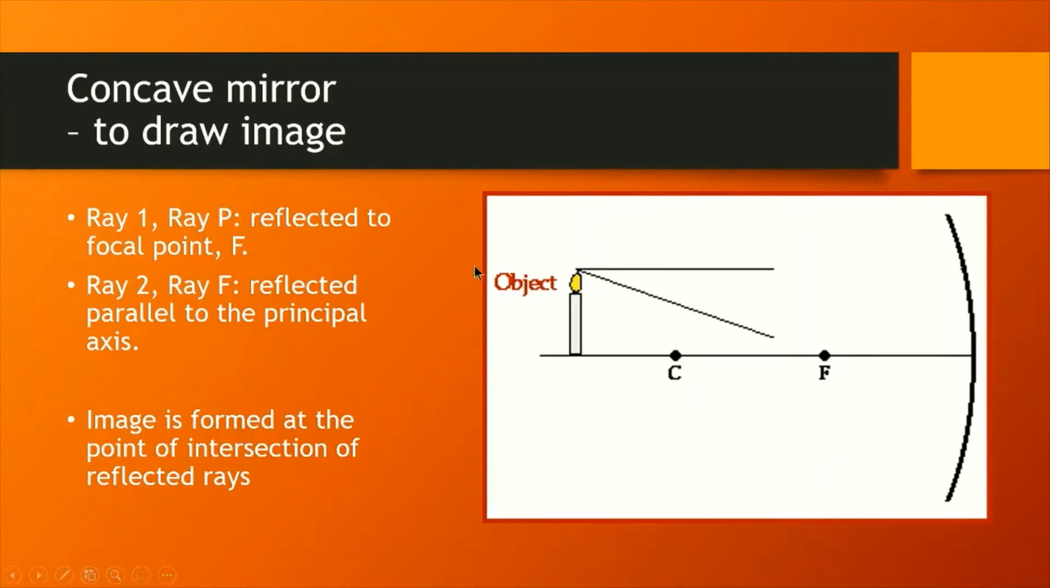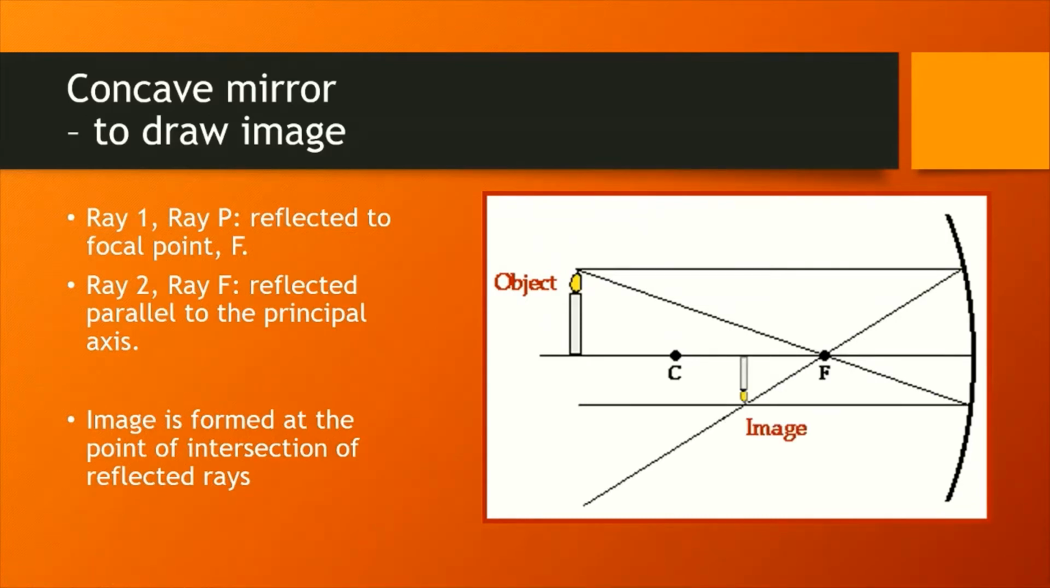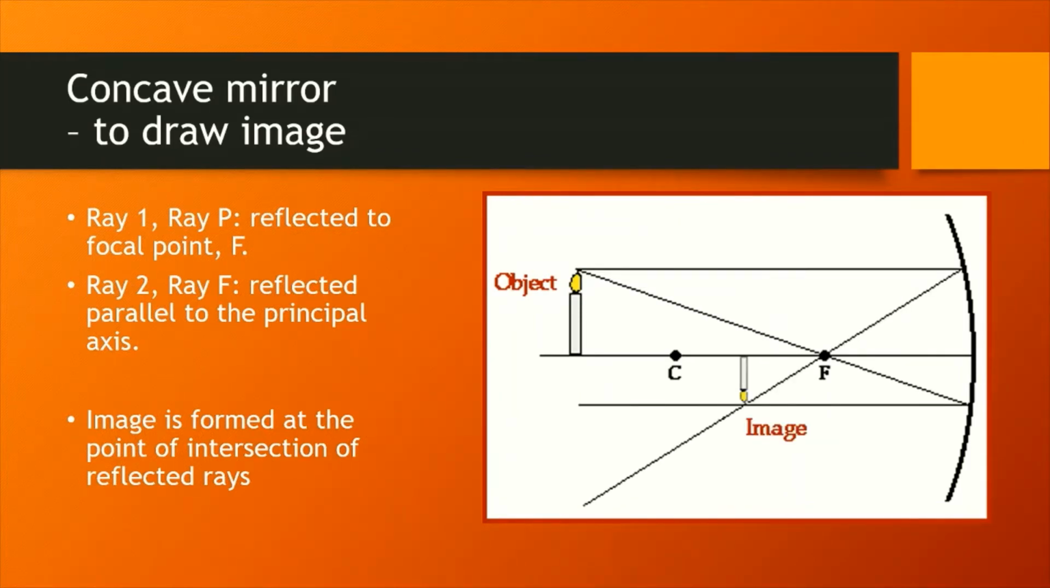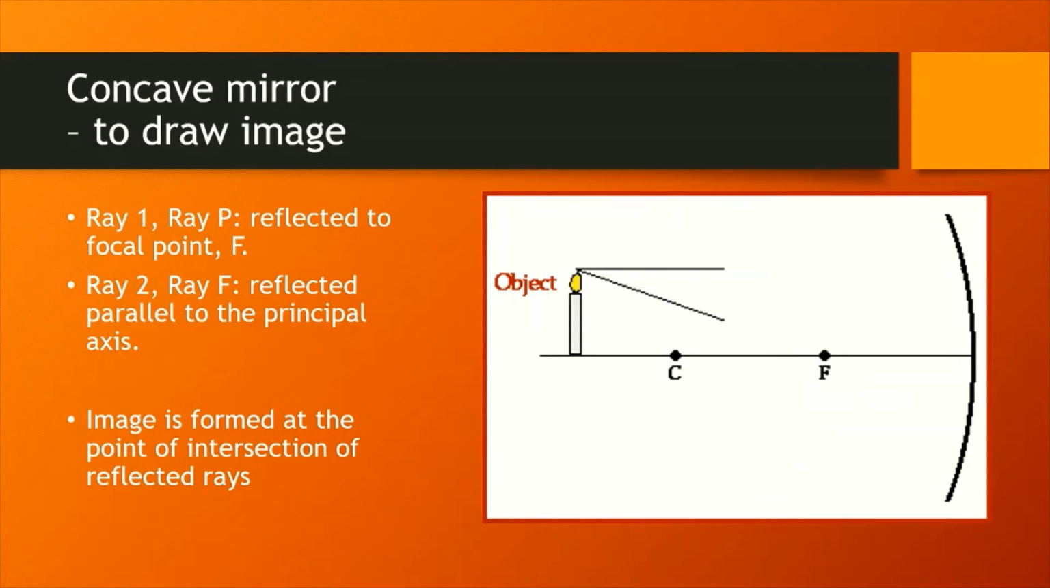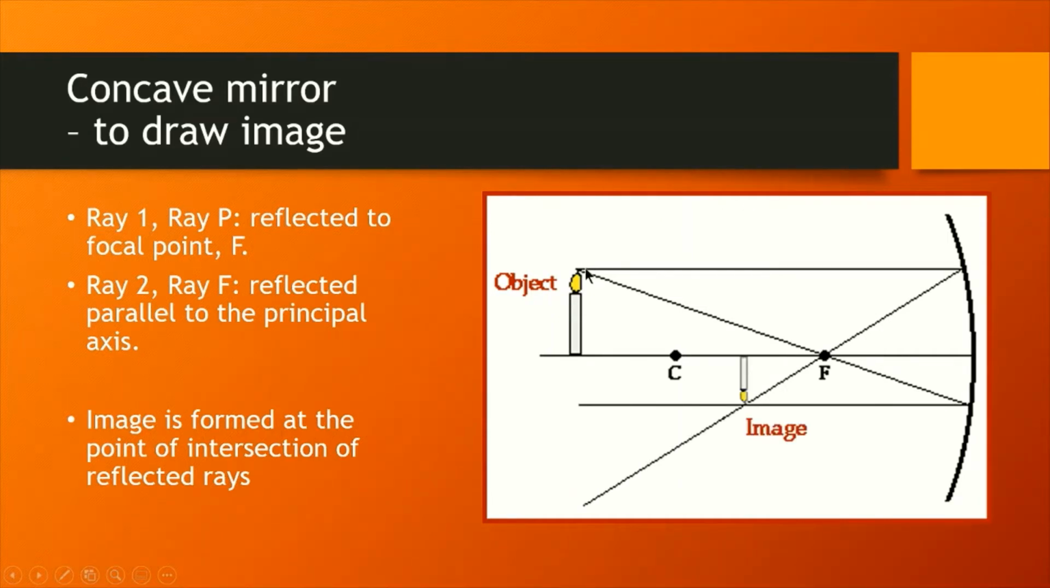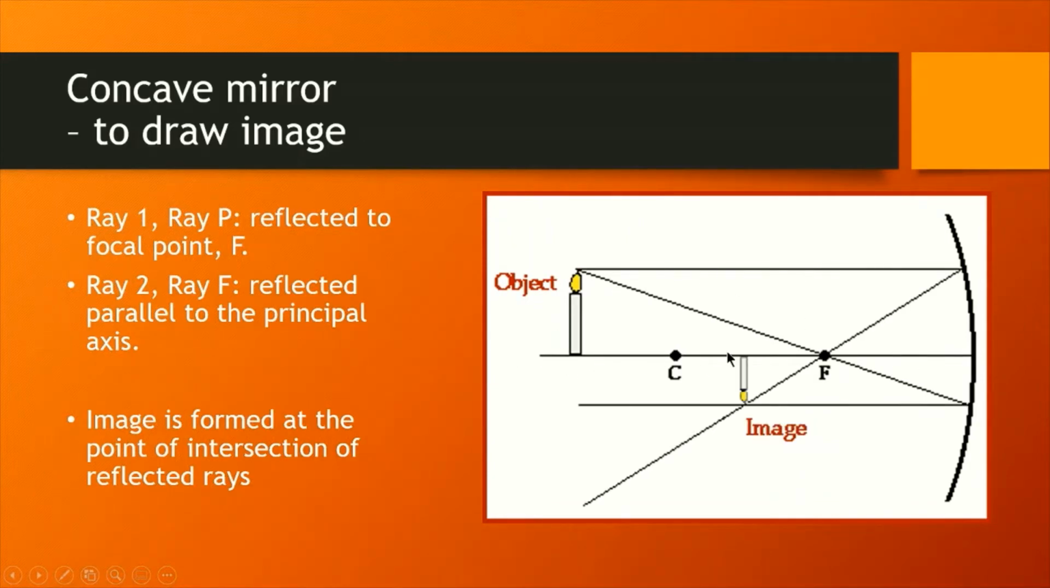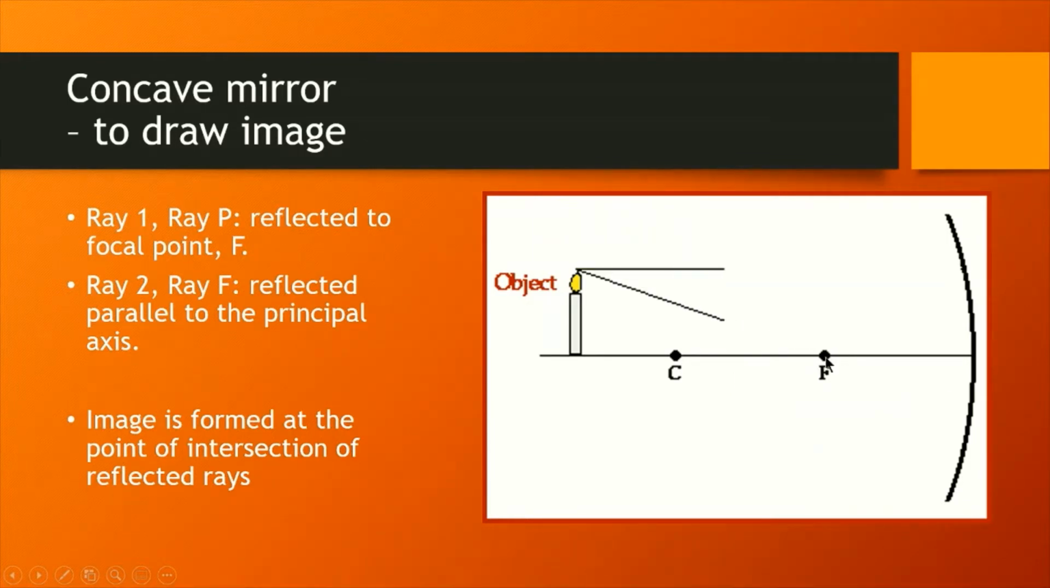Alright, now we are going to draw image of a concave mirror. So how do we draw image of concave mirror? So first and foremost, we must know the rule of the reflecting ray by concave mirror. All right, so look at this animation here. You see that when this ray is parallel to the principal axis, the incident ray which is parallel to the principal axis, it's reflected towards the focal point.